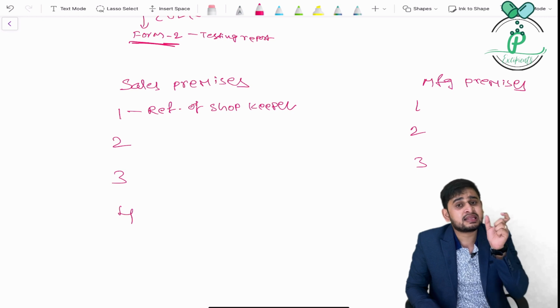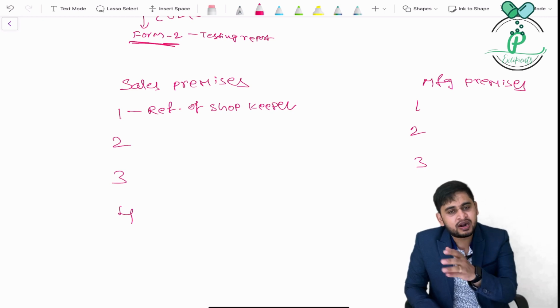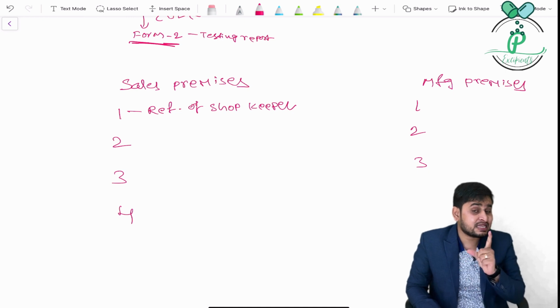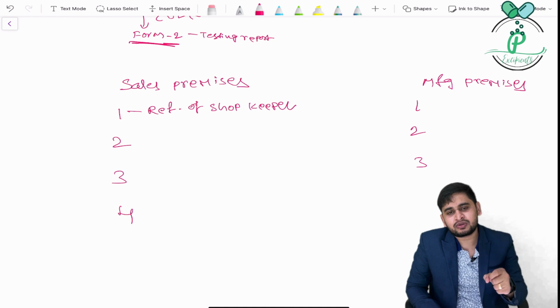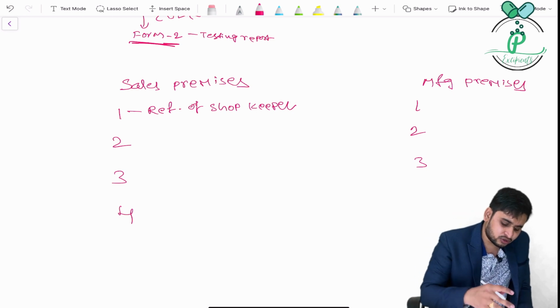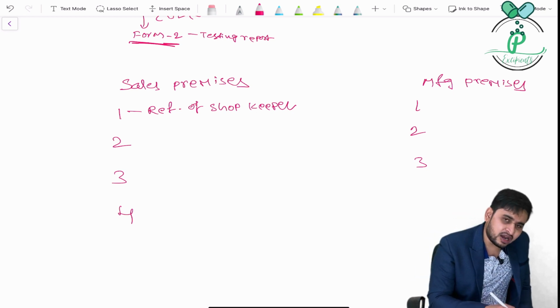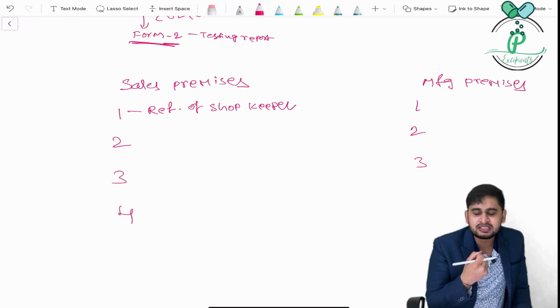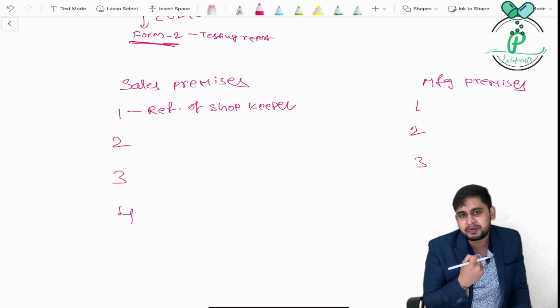So in that case, the reference sample is provided to the shopkeeper, so that no conflict happens in the future. That is why the reference sample is given to the concerned shopkeeper after drawing the drug sample. Suppose the Dolo syrup, Dolo 100 ml, is being drawn from the concerned shopkeeper for test or analysis.